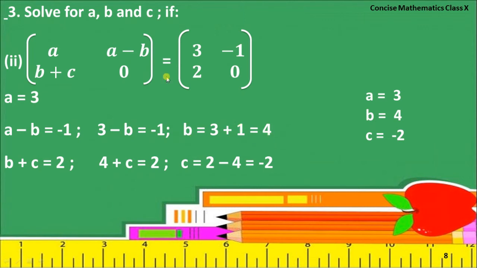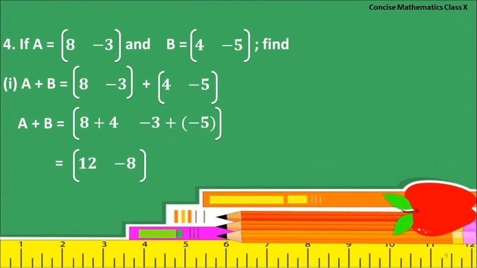Let us move on to the third element. It is B plus C is equal to 2. So in this case also, substitute the value of B, what you have calculated in step 2. It is 4 plus C is equal to 2. C is equal to 2 minus 4. This value is equal to minus 2. The fourth elements in both the matrices are 0. So hence the value of A is 3, B is 4 and C is minus 2.